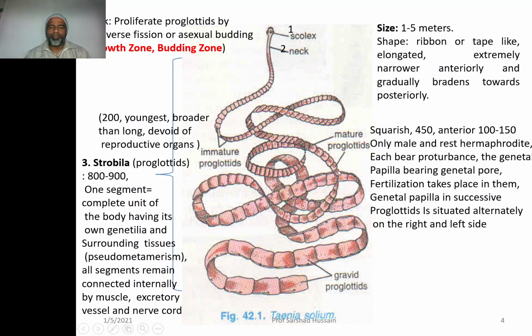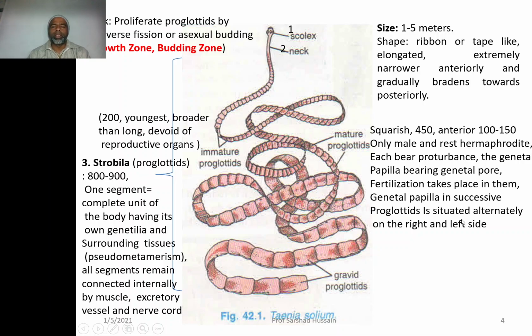They do have a papilla. A papilla is just a raised portion. If you closely look at the middle portion, the proglottid is raised. So it is a protuberance of the raised portion, which is called the genital papilla. This genital papilla bears a pore. This is called the genital pore, through which the male reproductive system and female reproductive system open outside.